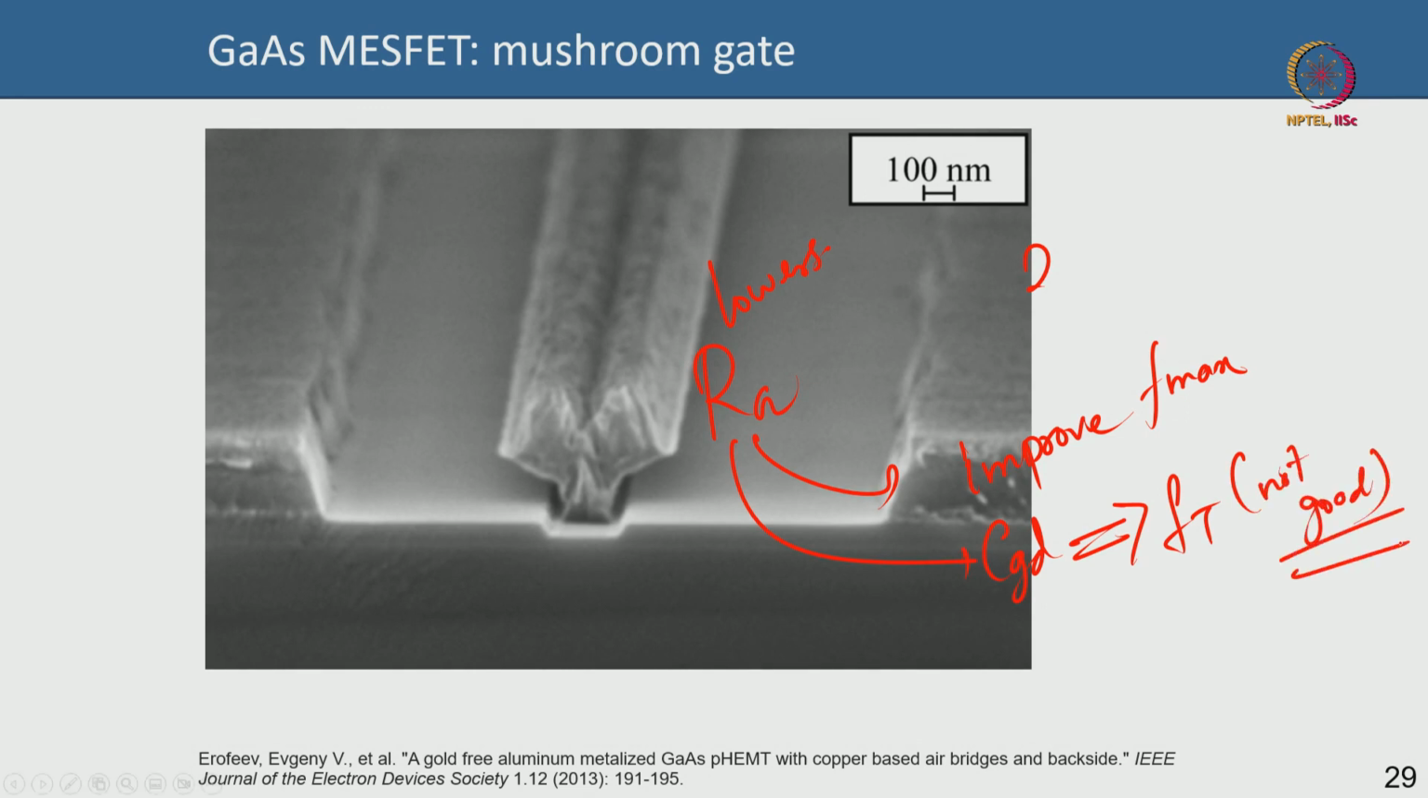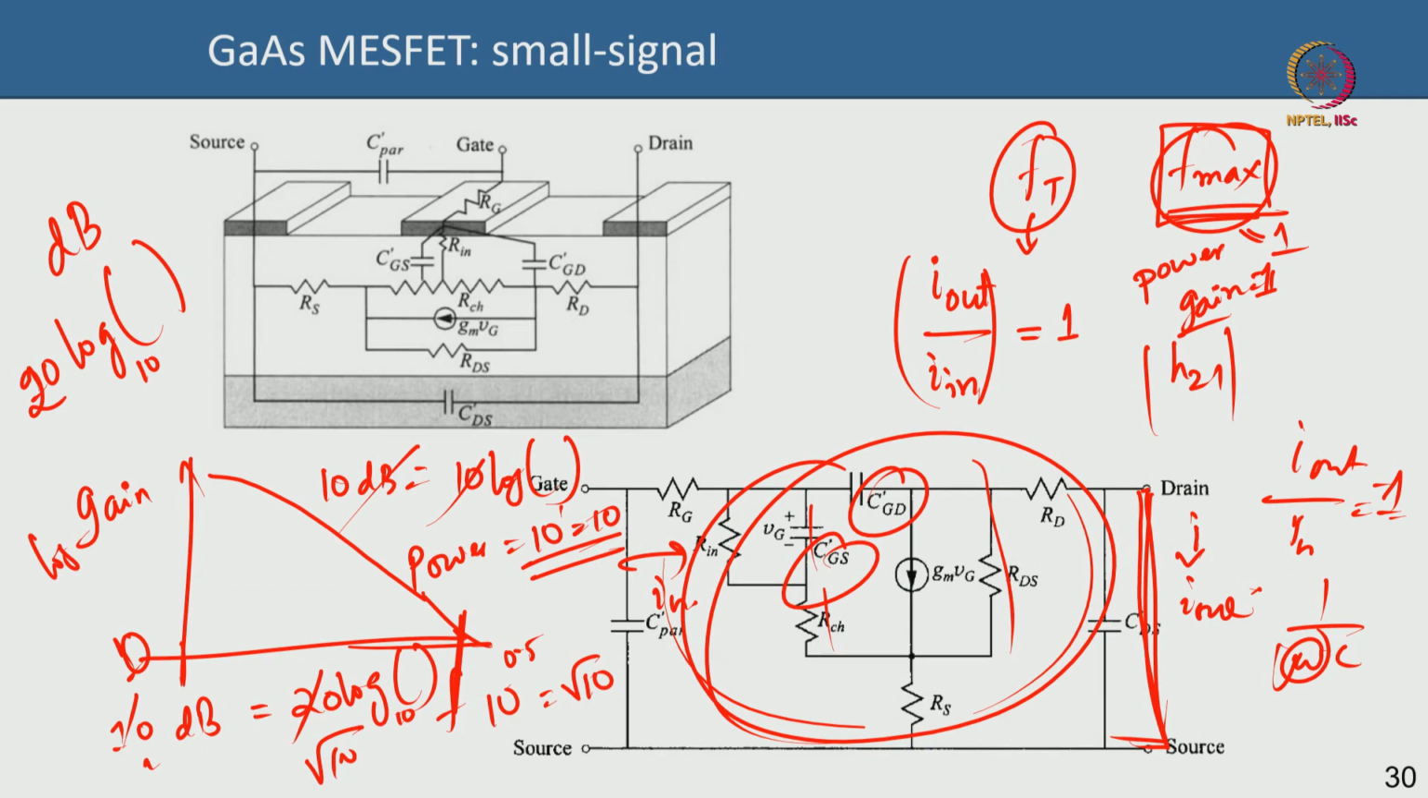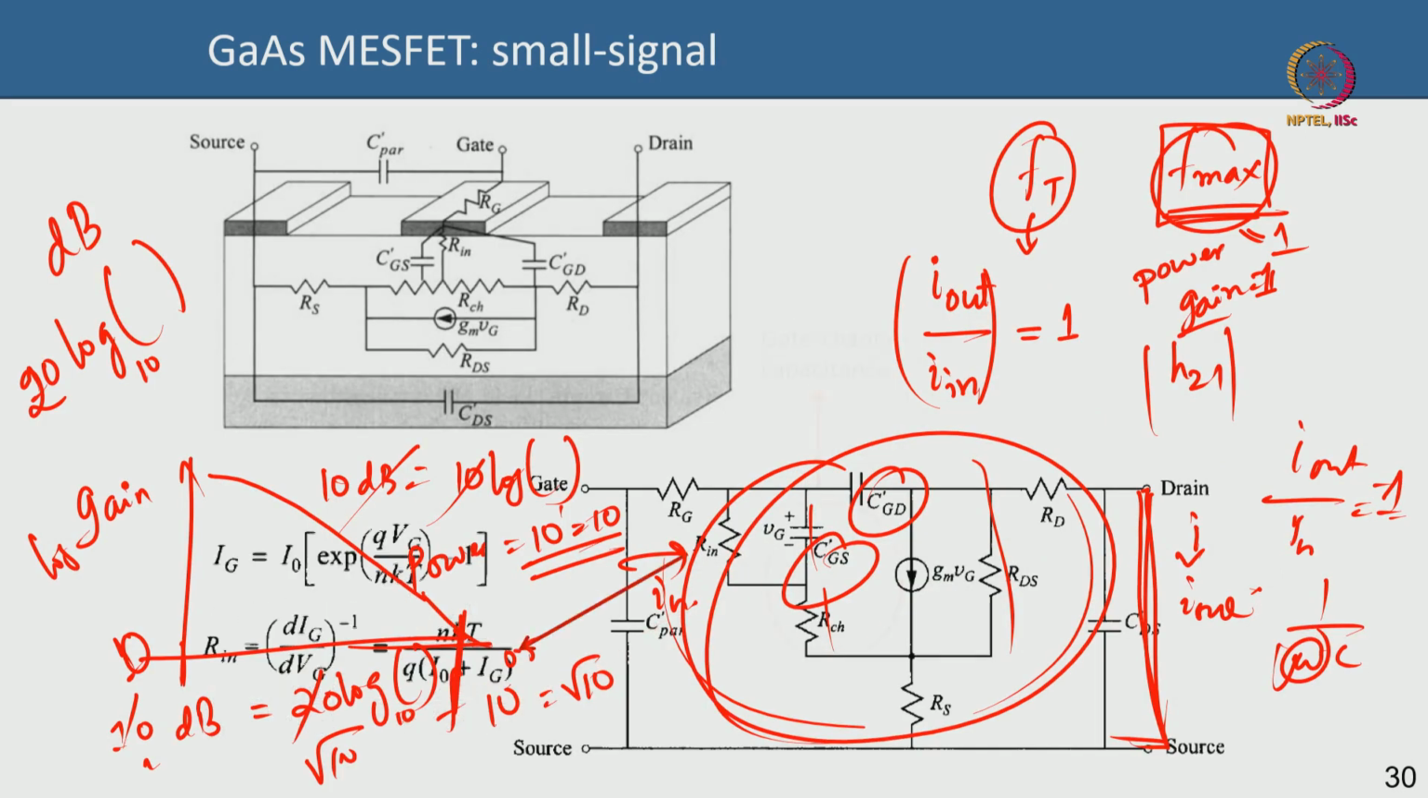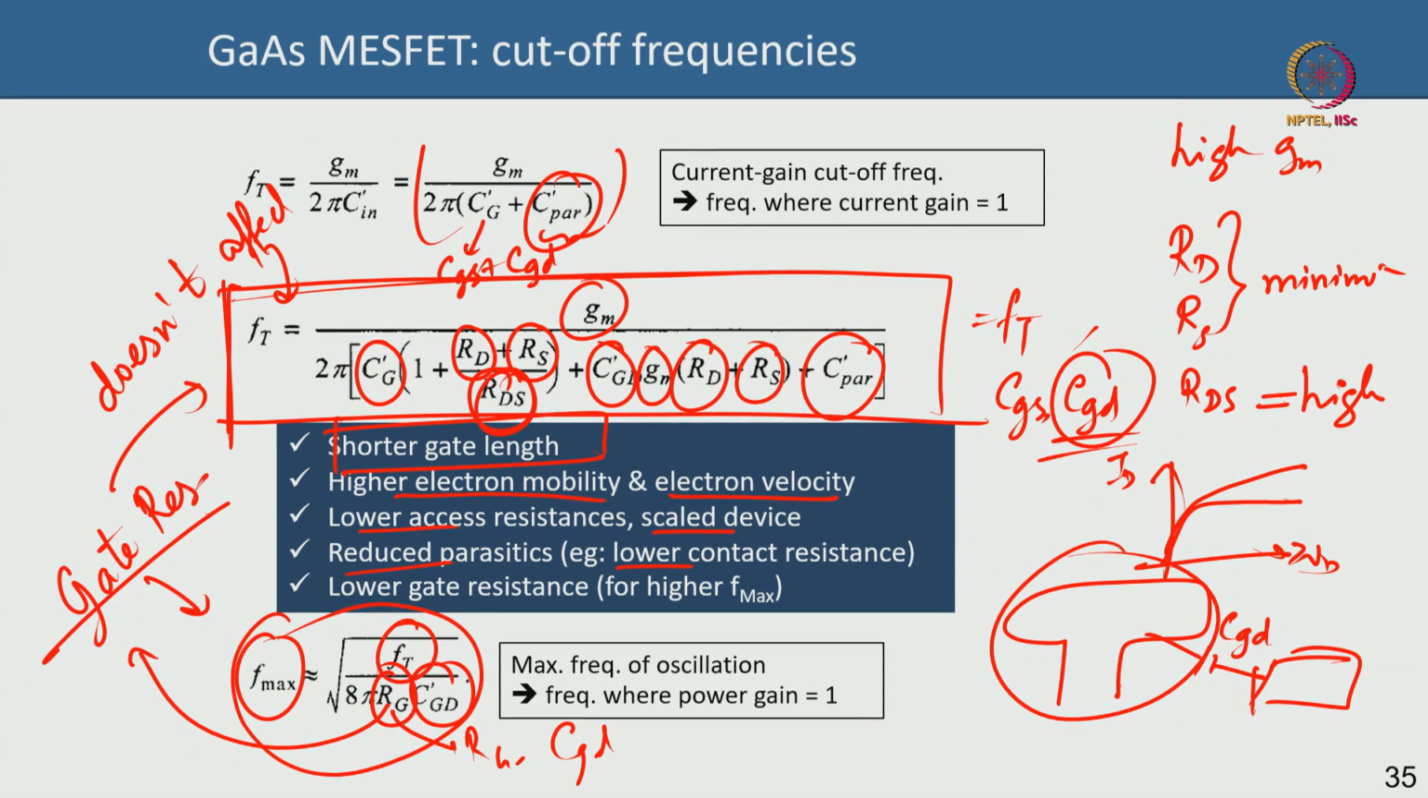It is not like your Ft will be killed, your Ft will marginally reduce, but your Fmax will improve significantly. So this is your mushroom gate. If you want to get a record Ft, then you need a rectangular gate, which means you do not want this, you just want a gate like that. That is a rectangular gate that gives you record Ft but terrible Fmax, depending on the design. Okay. So this is the expression for Fmax, your gate resistance is very important.